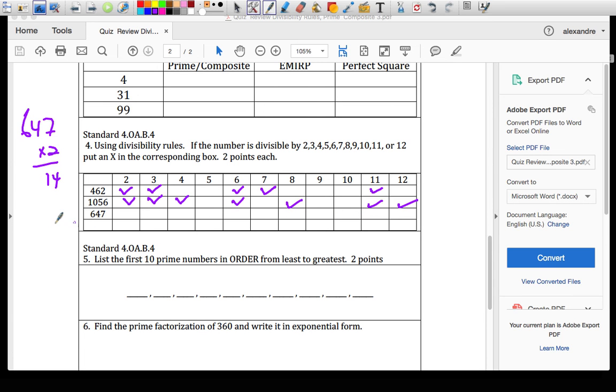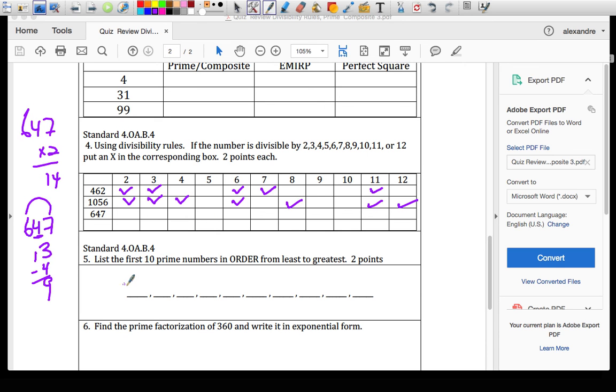Let's see, 13. No, 11 is not. So 11 is 647. You're going to take 7 and 6, add 13, subtract this one, minus 4, and you're going to get a 9. So that's not going to work. And 12, not going to work either. So 647 is a prime number. Wow, didn't work for anyone. Okay.